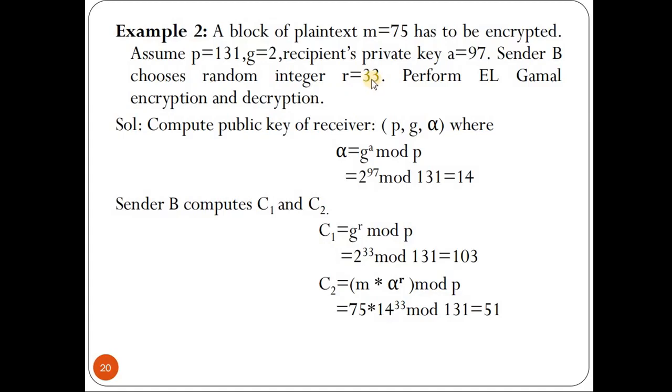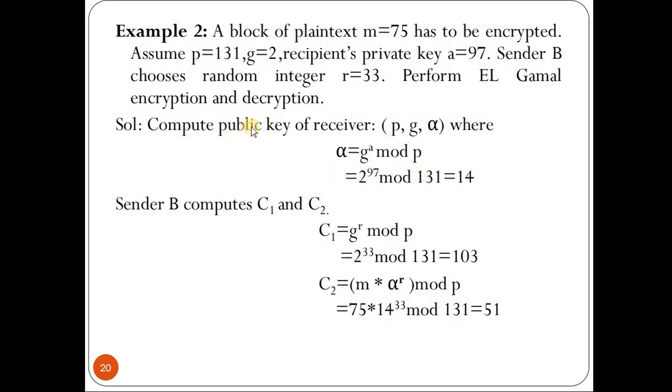This should be relatively prime with P minus 1. P minus 1 is 130. Whether 33 is relatively prime to 130 means checking whether the GCD of 33 and 130 is equal to 1. Yes, it is equal to 1. So all the three conditions hold, and then you can perform the encryption and decryption.